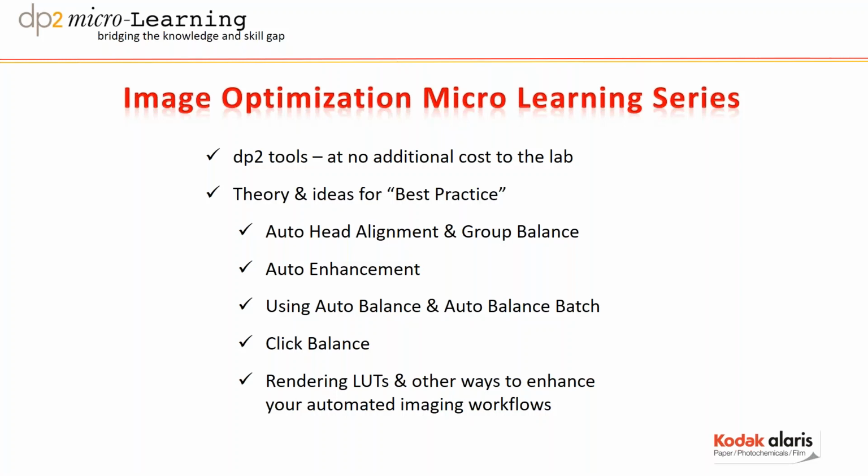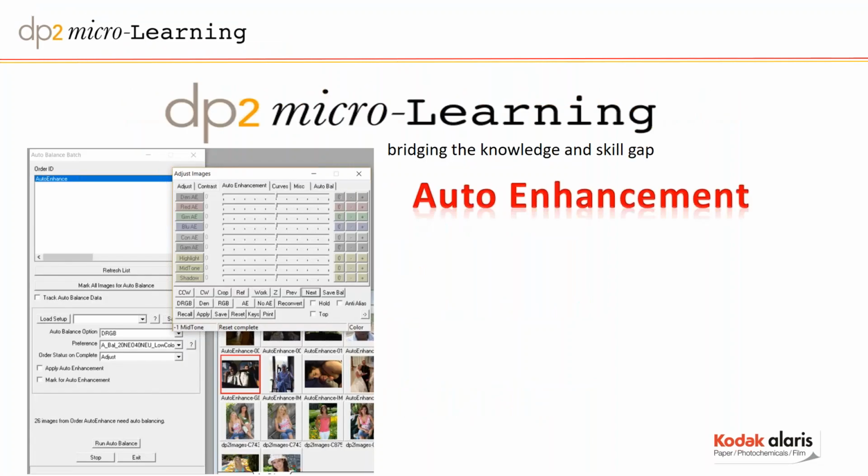There are some of the other things that we've looked at. We did a session that is now on our YouTube channel for auto head alignment and group balance. Today we're going to talk about auto enhance. A little piece of that will be about auto balance, but we'll do auto balance and auto balance match separately, and then click balance and some of the other tools in dp2 that you can use at different points in your workflow in order to make the most of the images that are coming into your lab.